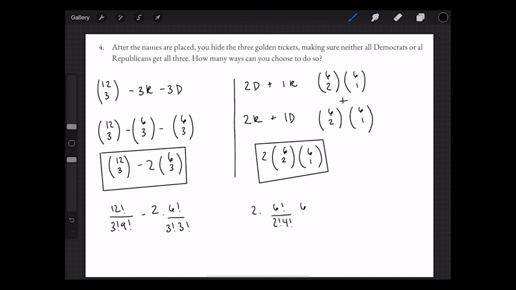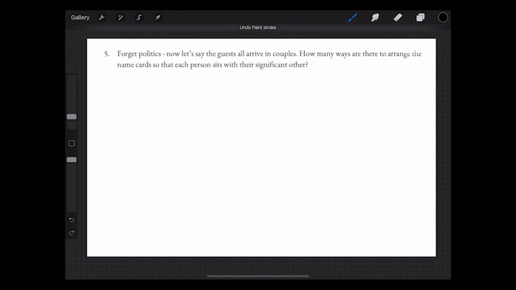If you calculate these, you'll find that they both give you 180, which is the number of different ways we could pick 3 people that don't all belong to the same political party. Now our 12 guests are 6 couples, and we want to count the number of different ways we can set our table so that all the couples are sitting together.